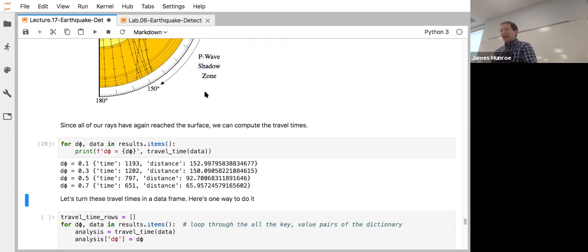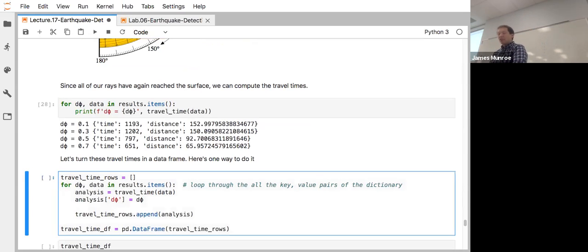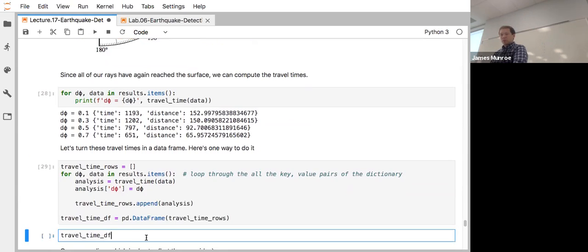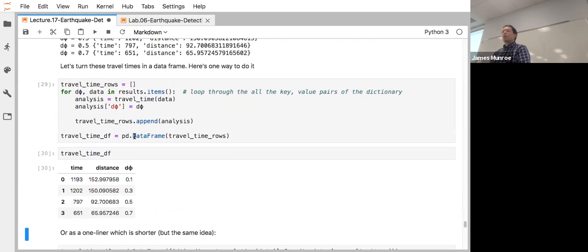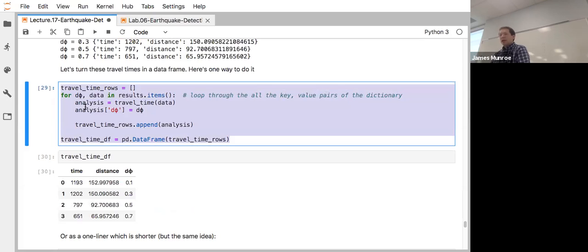Now, I could take that and build it into a data frame, just basically rearranging this thing. So rather than just printing them all off, I'm going to compute a travel time data frame. Rather than leaving it like print statements, this code is making up a list, going through every one of my results, figuring out how long it took in terms of travel time, sticking the angle in there in the table, and printing them all out.